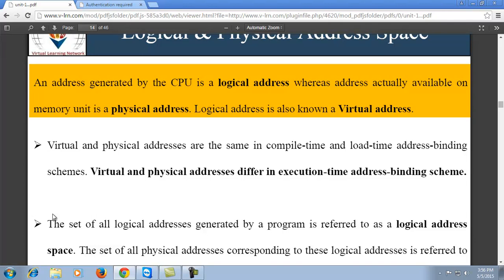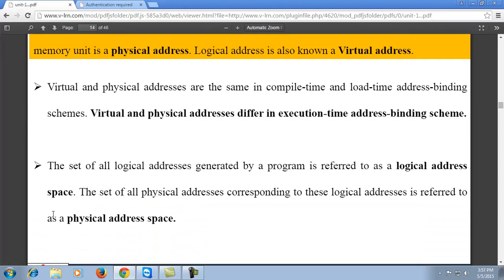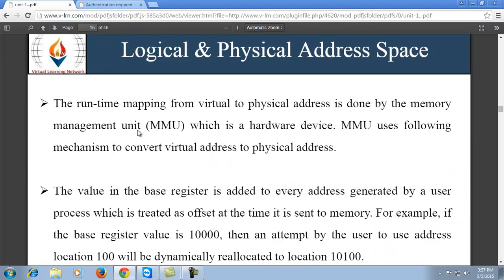The set of all logical addresses generated by a program is referred to as a logical address space. The addresses generated by the CPU and other devices are logical addresses. The set of all physical addresses corresponding to these logical addresses is referred to as a physical address space. Logical address space is also known as virtual address space, and physical address space is the permanent storage, stored in the disk files. Logical and physical address space.